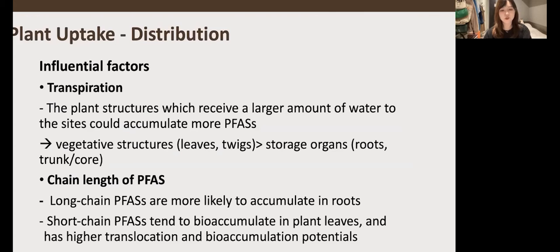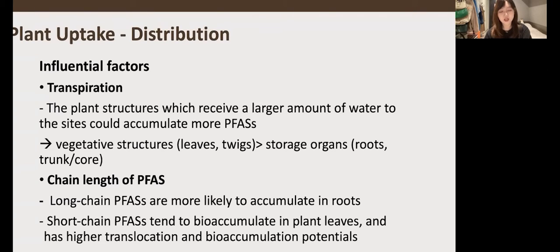The contaminant distribution can be explained by two different influential factors. From the plant's aspect, the preferential accumulation of PFAS in vegetative structures of plants could be partly due to the enrichment from the greater transpiration stream. The plant structures which receive a larger amount of water could accumulate more PFAS.